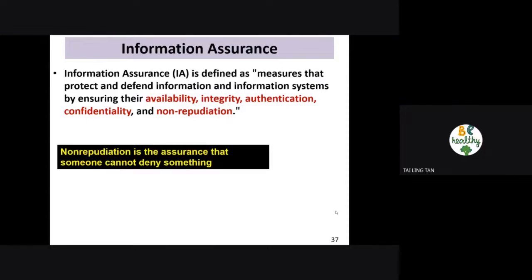Everything should be okay, but there will always be some error, whether it's a human error, software error, or even a hardware error. Information assurance is defined as making sure to protect and defend the information and information systems by ensuring availability, integrity, authentication, confidentiality, and non-repudiation. So we try to assure everything is on the right track, but there is always a problem.